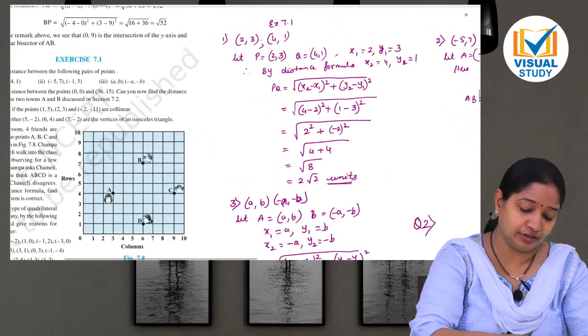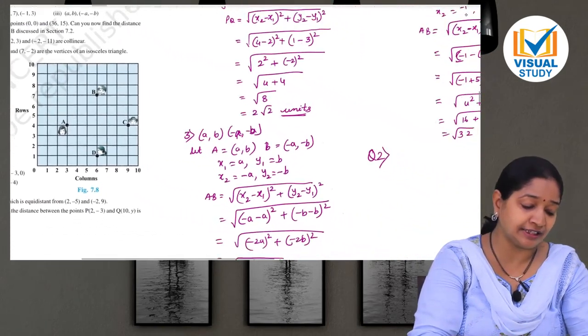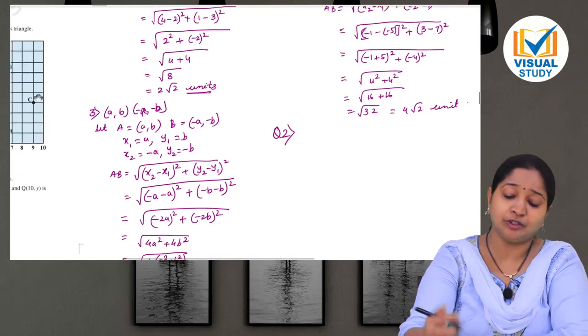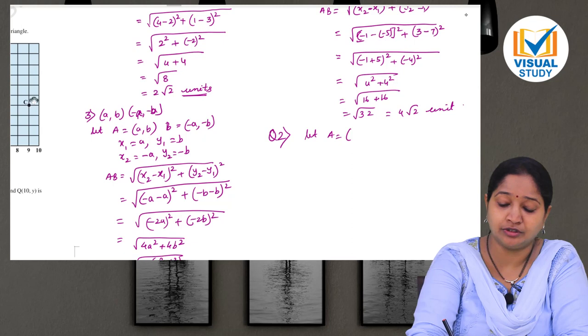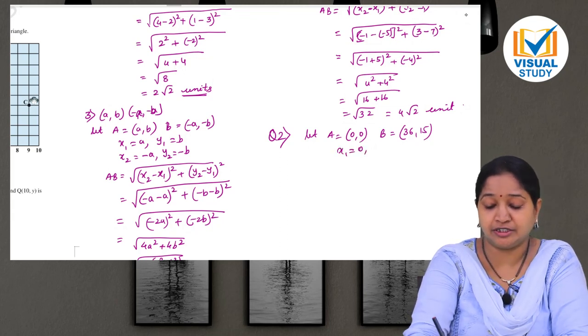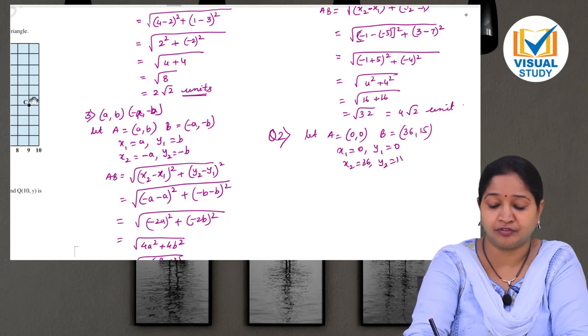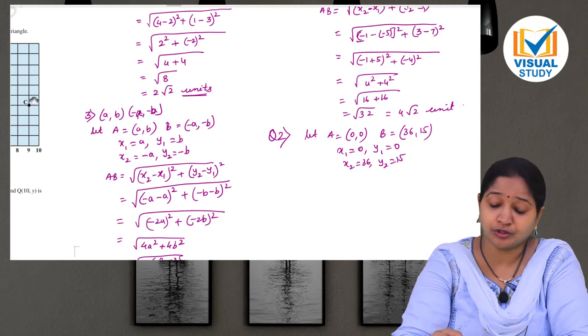Your A point is (0, 0) and B is (36, 15). The distance between the two points. Let A equal (0, 0), B equal (36, 15). Again, write the points: x1 equal to 0, y1 equal to 0, x2 equal to 36 and y2 equal to 15. You can find it by the distance formula also.